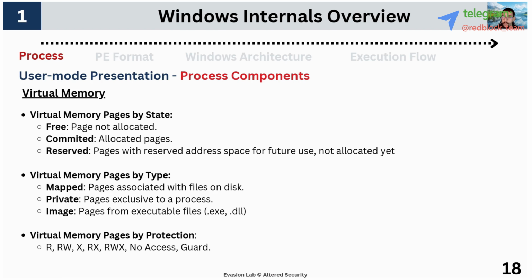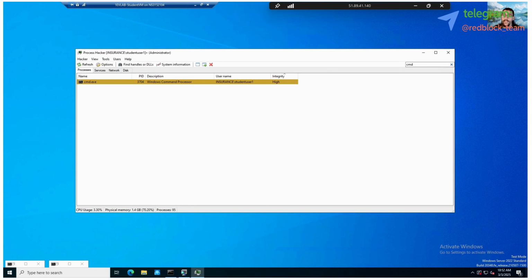Guard, used to detect buffer overflows or stack expansion. Accessing a guard page triggers an exception, allowing the application to handle it safely. Now let's take a look at some properties of these process components using Process Hacker and start with threads.